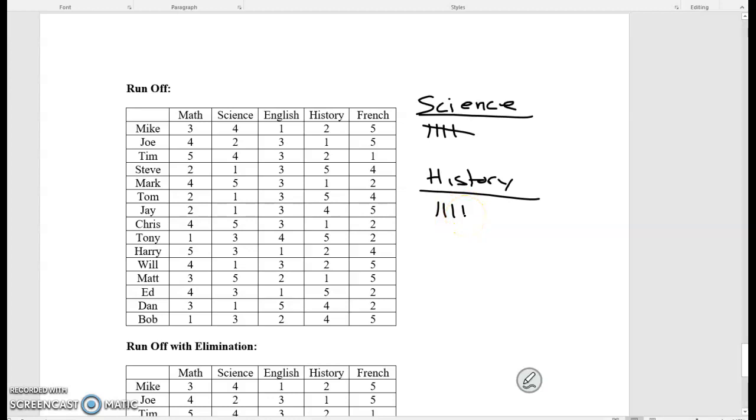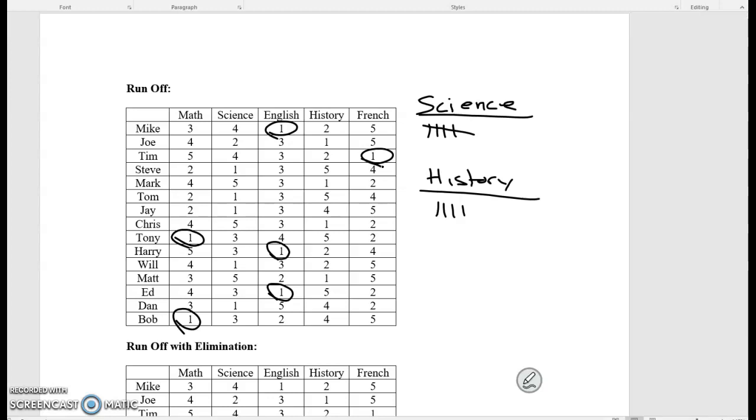And now I need to redistribute the rest. So that means I need to redistribute math, English, and French. I look where math was a first place vote. I look where English was a first place vote. And I'm looking where French was a first place vote. And on those votes, I'm taking the lower number between history and science.